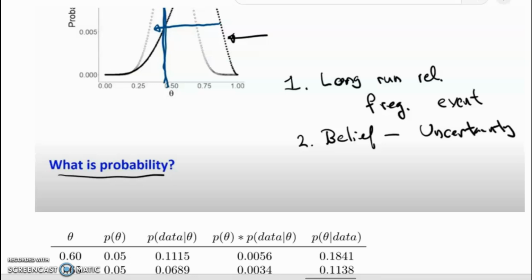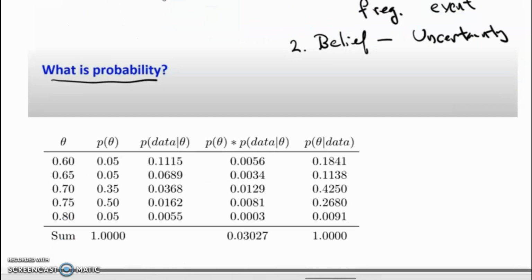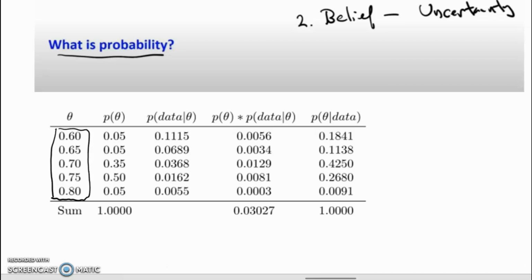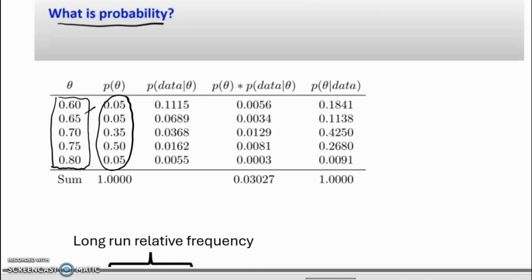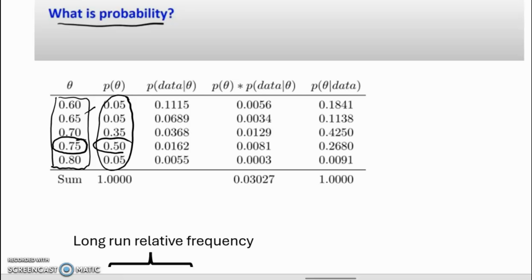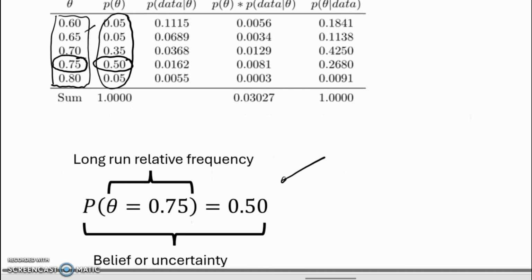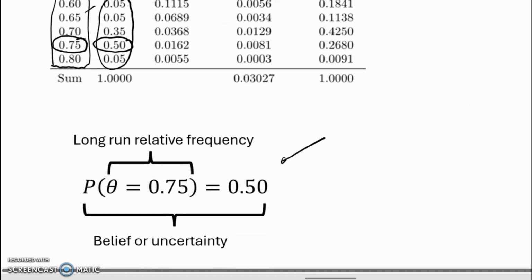Bayesian perspectives on probability. And we'll begin with the globe-tossing experiment. In the globe-tossing experiment, there are 5 possible values for theta, the probability that a randomly selected point on the Earth would be water. And these are the prior beliefs associated with each one of those values of theta. When we look at this idea of the probability of theta being equal to 0.75 being equal to 0.50, we can see that it captures both notions of probability.